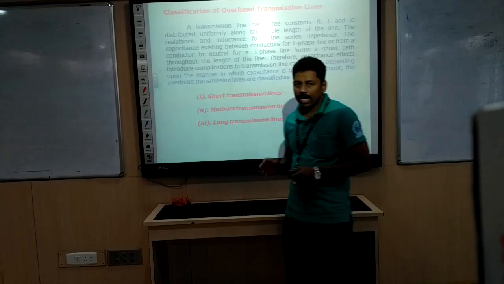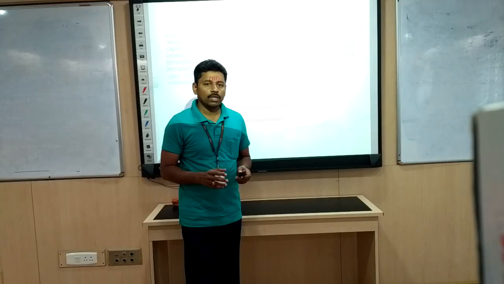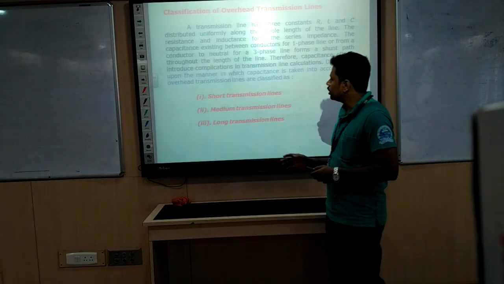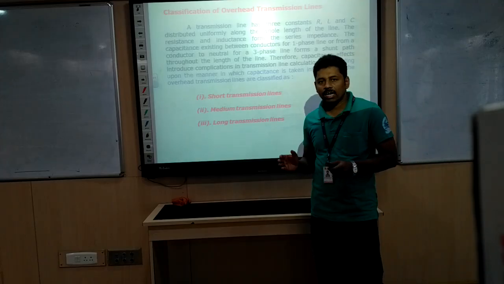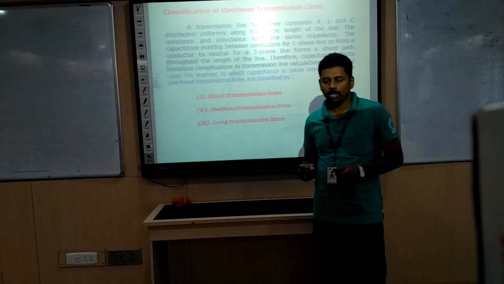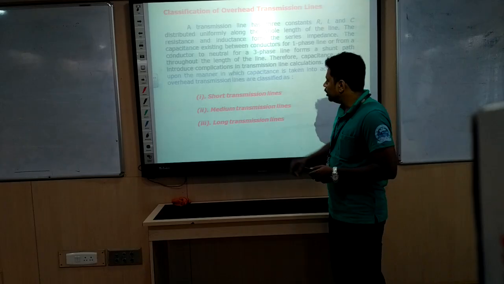A short transmission line is a line where the distance is less than 50 km and the working voltage is in the range of 20 kV. So what I can say is, if the line is less than 50 km and the working voltage, line to line, is 20 kV, then it comes under the model of short transmission line. The next one is the medium transmission line.